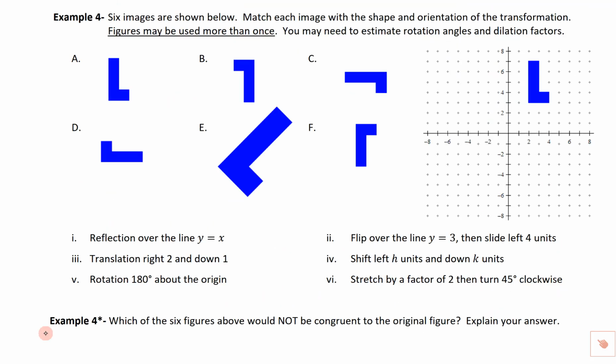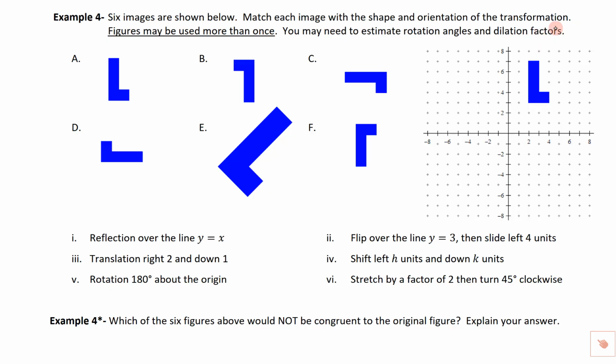Okay, now that we're on example 4, we don't see much matching or multiple choice or anything like that in a math class, so this looks kind of interesting. So let's pay attention to the instructions here. It says 6 images are shown below. Match each image with the shape and orientation of the transformation. Figures may be used more than once. That might be important. You may need to estimate rotation angles and dilation factors. So you may need to take a guess.